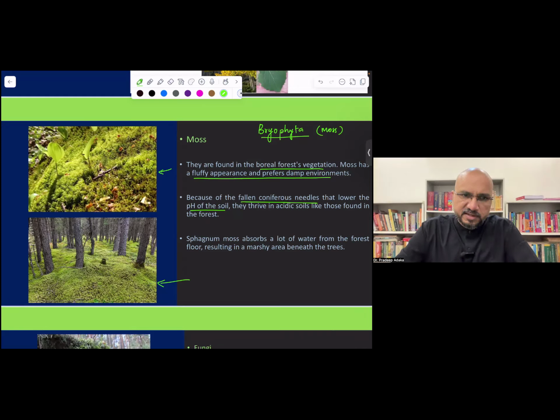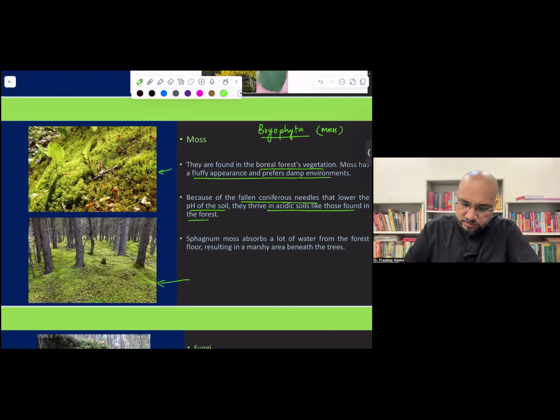So when these leaves slowly start to decompose, they turn the soil acidic. Moss thrives in acidic soils like those found in this forest. Organic matter accumulates here and does not decompose fast because of low temperatures. Microbial activity, decomposition activity, will slow down at these low temperatures.